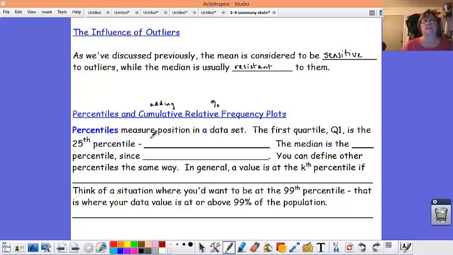A little bit about percentile, which is probably a term that you've heard before. The first quartile, our Q1, is the 25th percentile, since 25% of the data is at or below that point. Right? 25% of the data is trapped underneath it. The median cuts the data set up into two equal pieces, so it is the 50th percentile, since, again, 50% of the data is trapped below it.